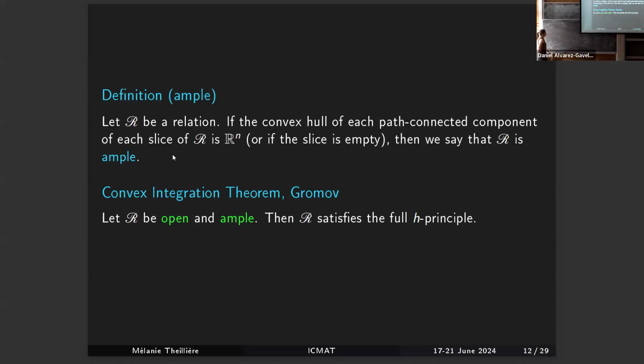Yesterday, for example, we saw the relation of immersion for curves, and our relation was all the space except 0. We remove 0, and when we take the convex hull of all the space except 0, well, the relation of immersion yesterday was ample. Still no question? It's a bit tricky maybe.